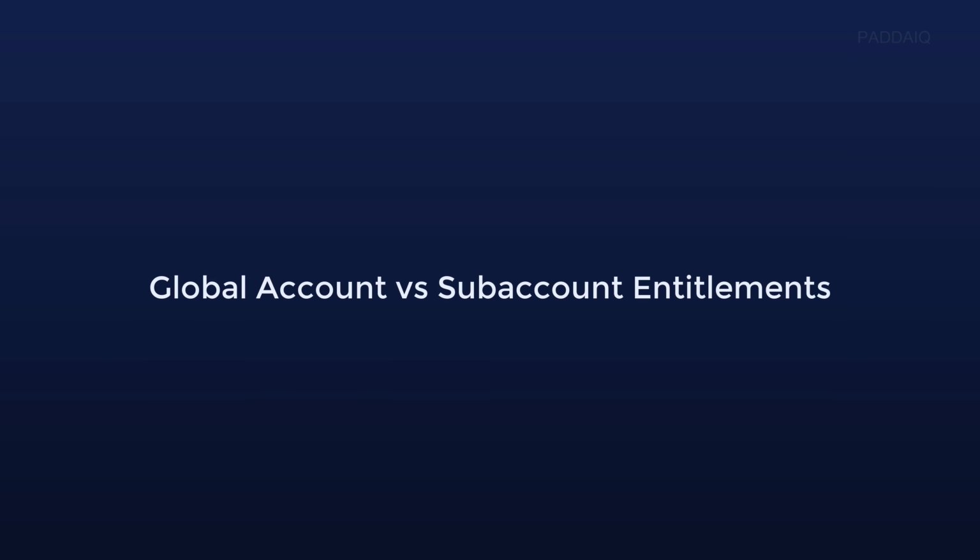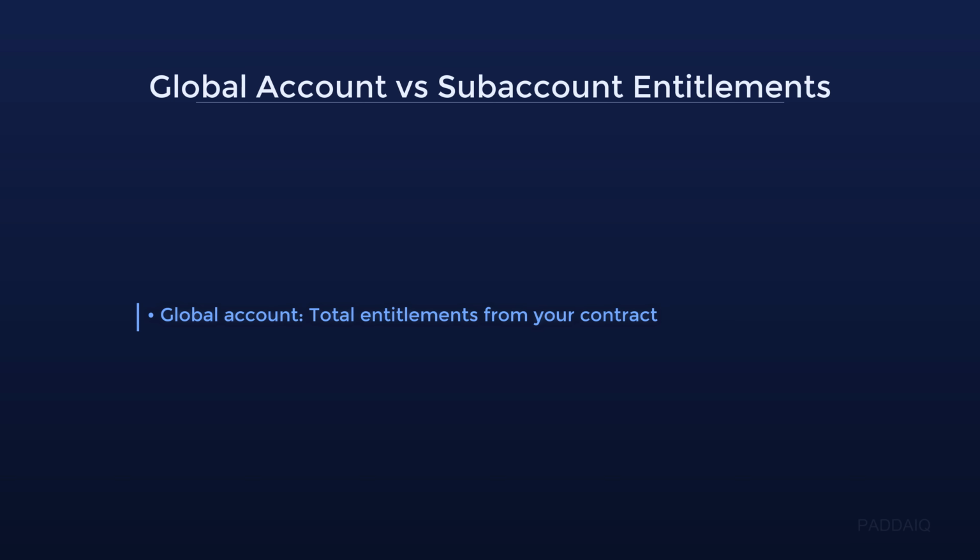Global account versus sub-account entitlements. Global account: total entitlements from your contract. This means your entire company's purchased SAP services are pooled here. For example, if you bought 100 gigabytes of HANA database, that total is managed at this level. These resources are then distributed to your various projects and teams.